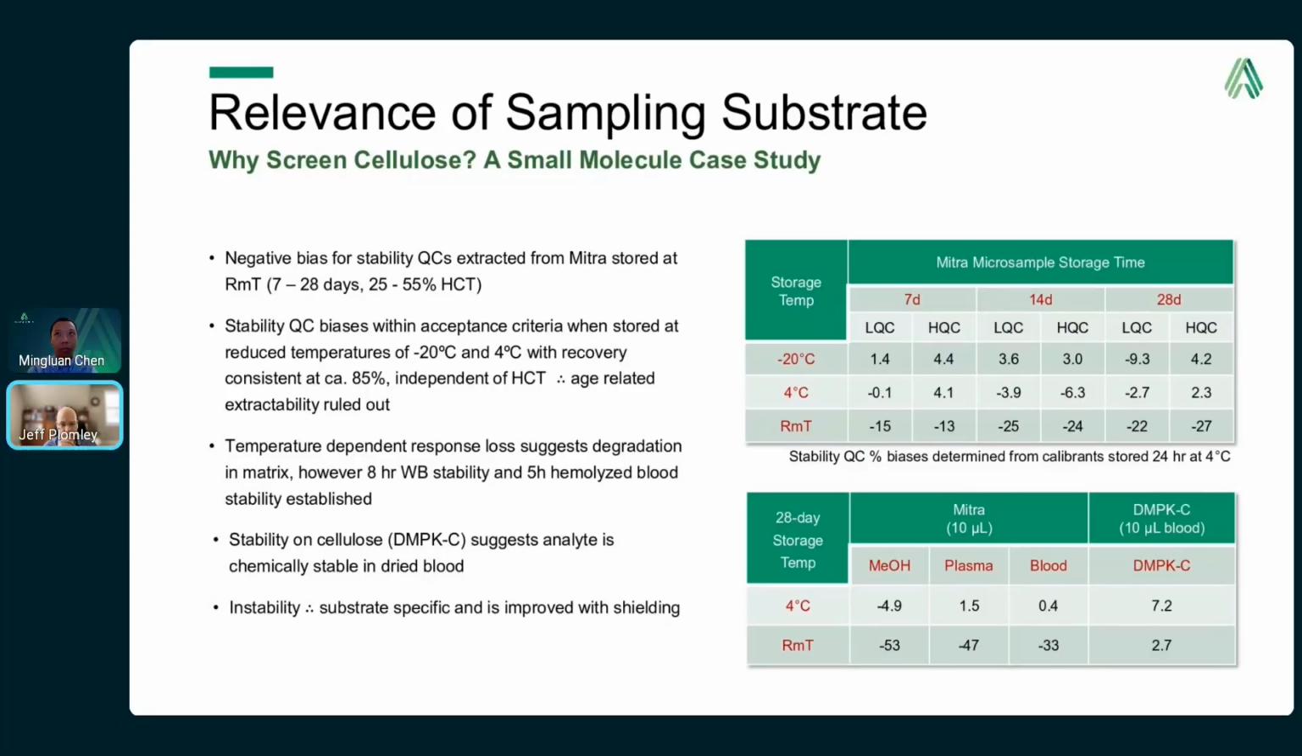Now, the fact that we have stability on cellulose substrate allows us to conclude that the drug is chemically stable in dried blood matrix. So our room temperature Mitra results are not matrix dependent, but rather substrate specific. Further evidence for this can be seen if we sample the analyte in methanol, plasma, and blood, in that we observe less bias with increased shielding of the analyte from the substrate. So these results really were the impetus to include cellulose as part of our screening strategy when selecting devices.